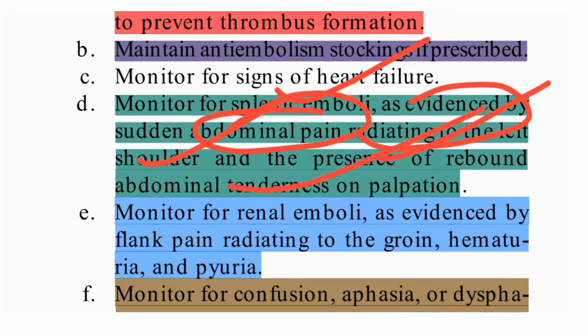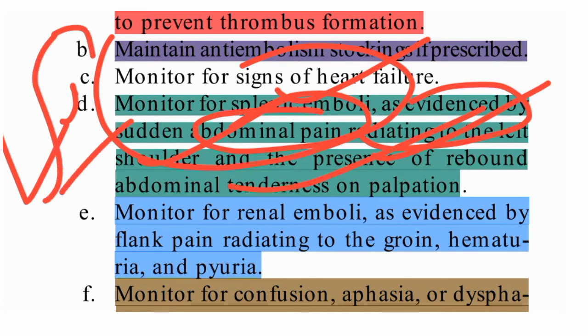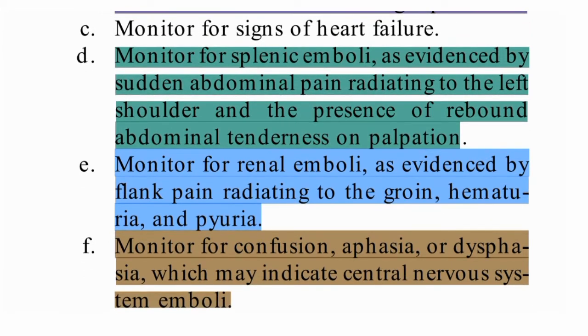So whenever splenic emboli is there, left side abdominal pain will be there, so it will go to the left side shoulder. Okay, and abdominal tenderness will be there. Monitor for renal emboli, and renal emboli also can be there as evidenced by flank pain. So whenever renal emboli is there, flank pain will be there.